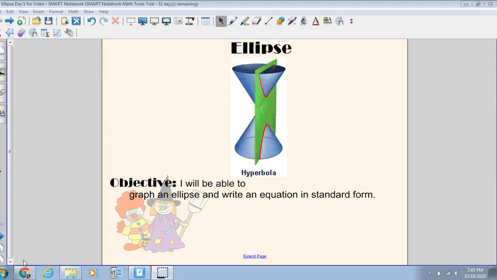We talked about circles last time, and we will talk about ellipses today, and we will spend another day working on ellipses as well. Today we're going to get the basic information about it, and we're going to get into some more specifics in our next lesson and next video. Today we are going to graph an ellipse and write an equation in standard form.